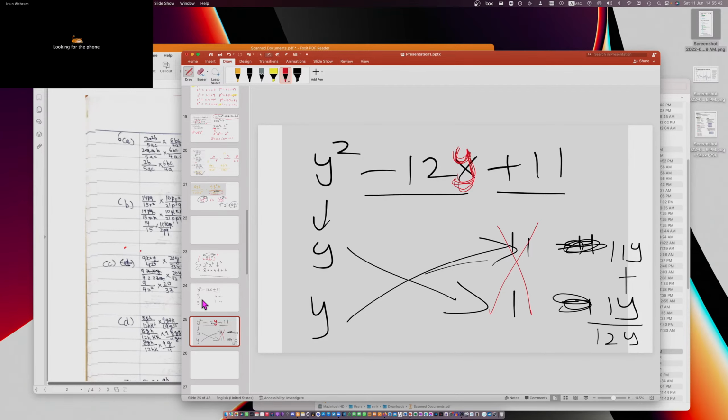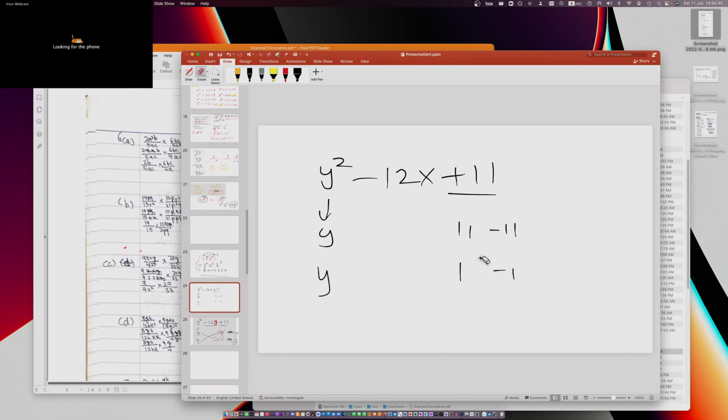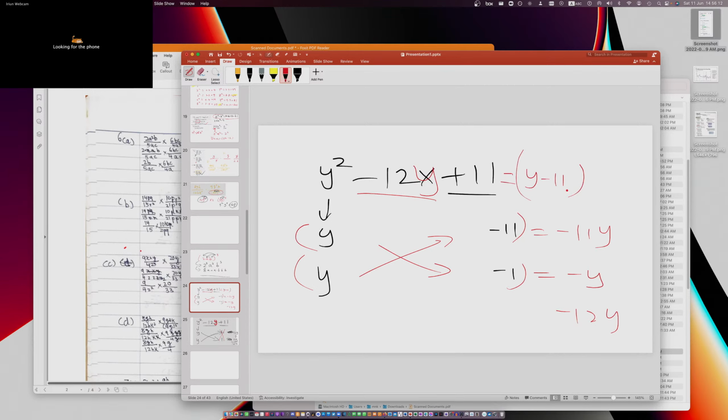Then we need to test the other combination, which is this one. This will give you negative y. This one will give you negative 11y. Then you use your calculator, you get negative 12y. So do you get negative 12y? Yes. You want negative 12y and you get negative 12y. Therefore, this is the answer. So you just write y minus 11, y minus 1. Is it clear? Is it simple?